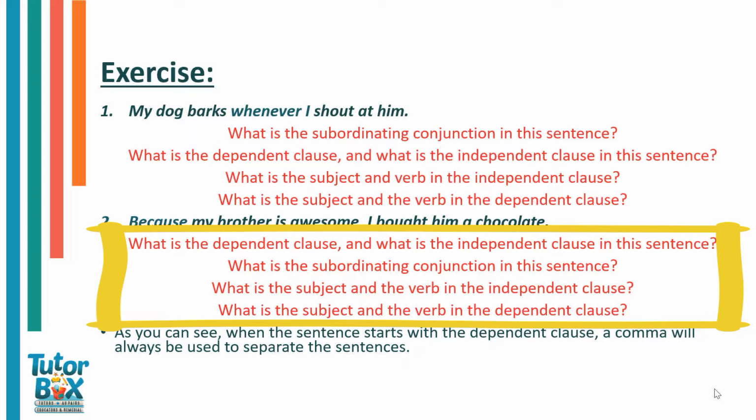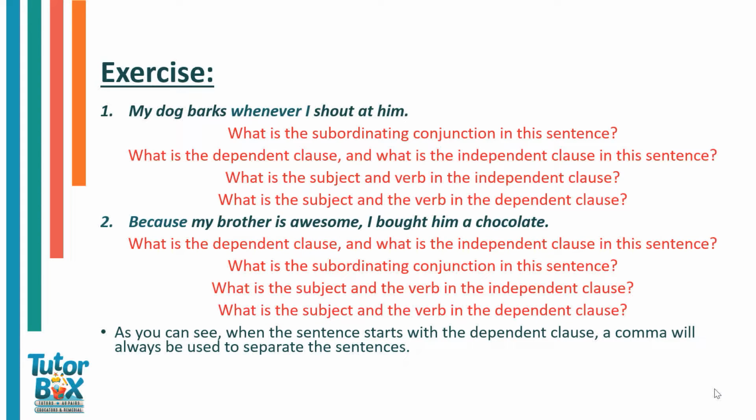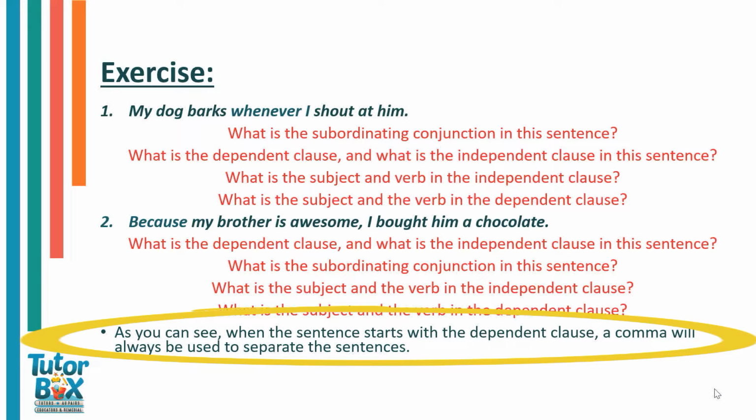What is the subject and the verb in the independent clause, and what is the subject and the verb in the dependent clause? Just a little tip, as you can see, when the sentence starts with a dependent clause, a comma will always be used to separate the sentences.